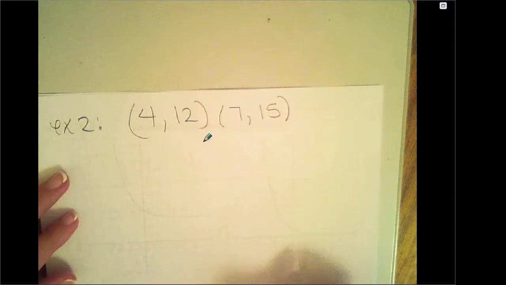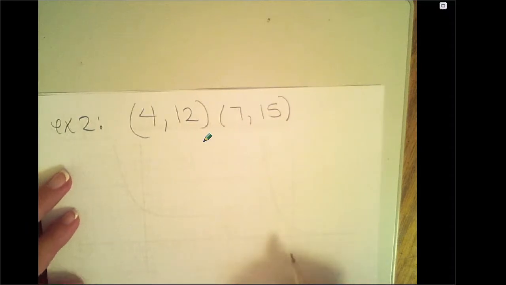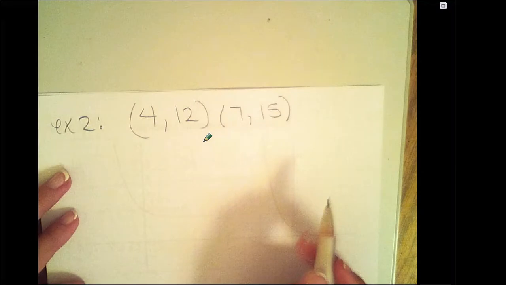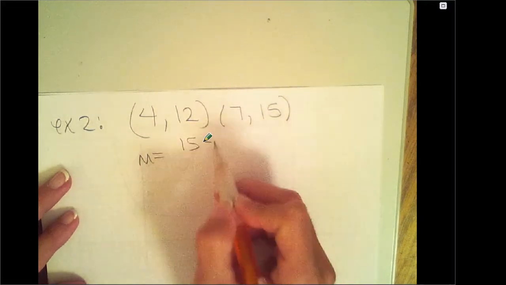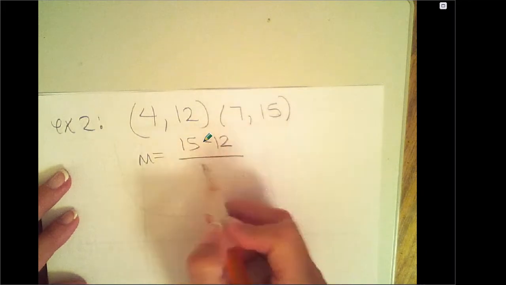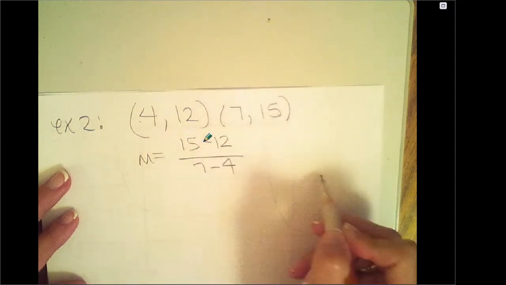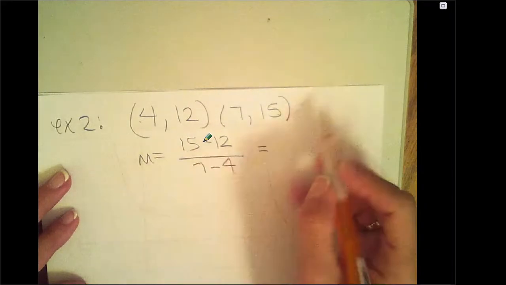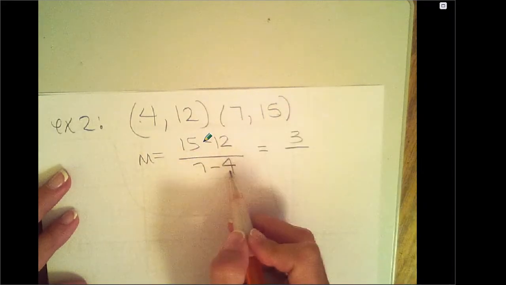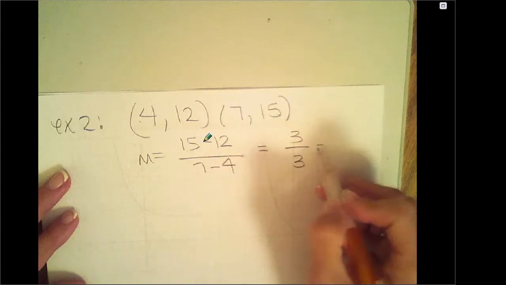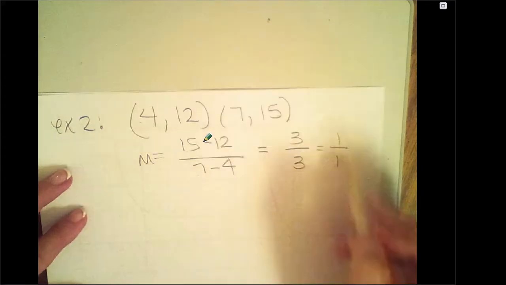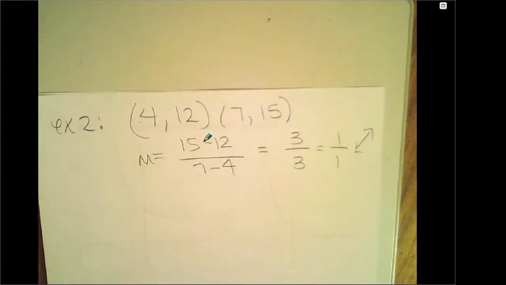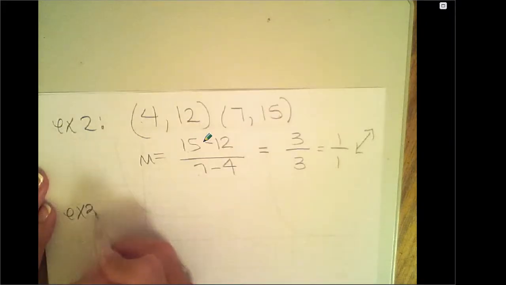And again, you can stop this and do it and then check it after. Okay, so here I have (4, 12) and (7, 15). Slope is y sub 2 minus y sub 1 over x sub 2 minus x sub 1. When you do that, 15 minus 12 is 3, and 7 minus 4 is 3. Now you need to simplify that, and that's 1 over 1. So for every 1 on the x, I move 1 up. This is positive, so your graph should be in that direction, and if it's not, then you know you've done something wrong.